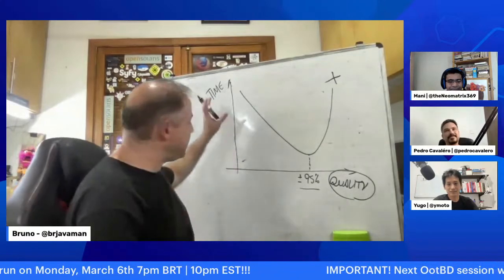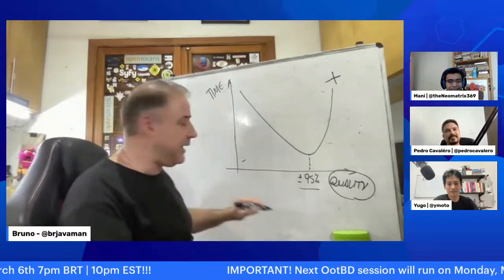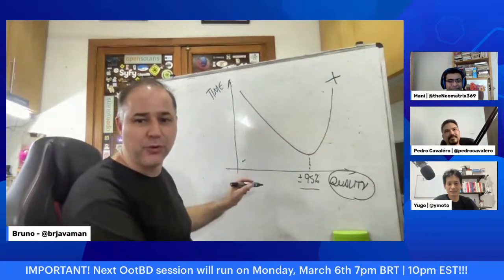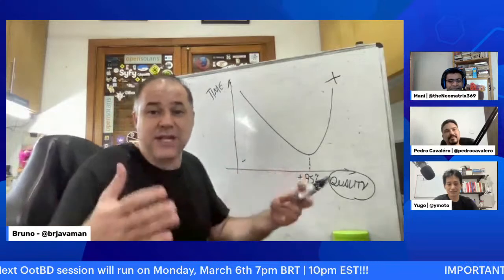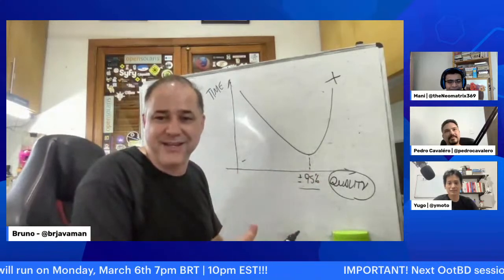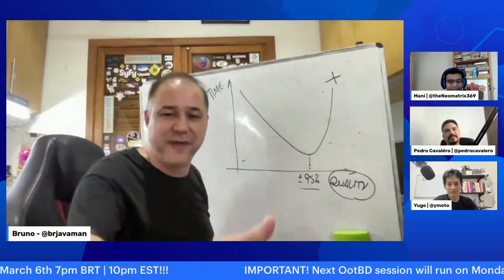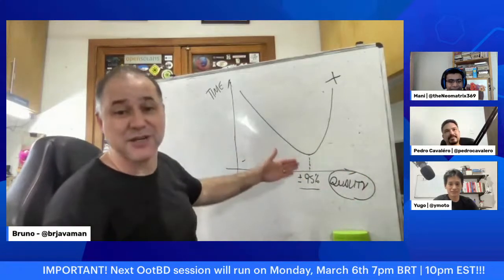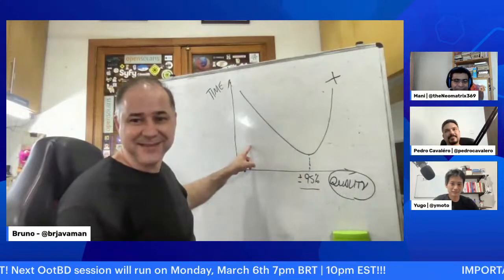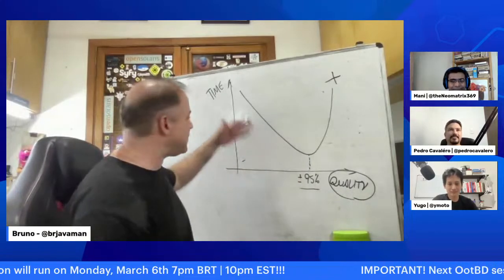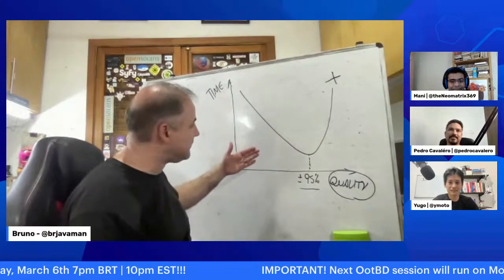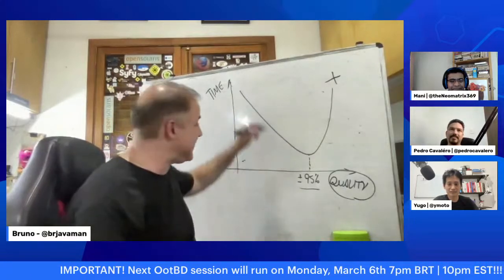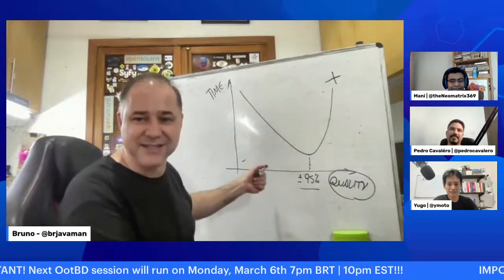So if we see this graph here, it takes less time if you have software with more quality. So the question that you're asking is the wrong question: should I deliver the project faster or should I do testing? No, if you want to deliver the project faster, you do testing. Now the question you should ask is, okay, Bruno is saying this, but is this graph true? Is that a reality?